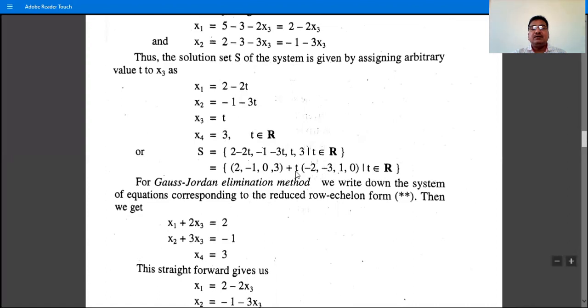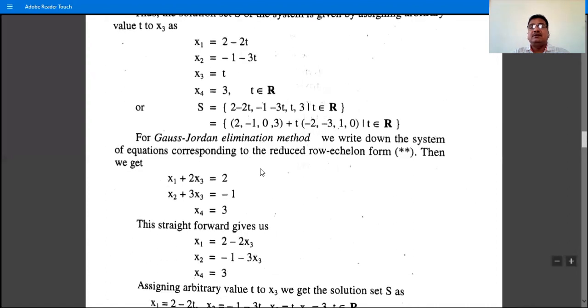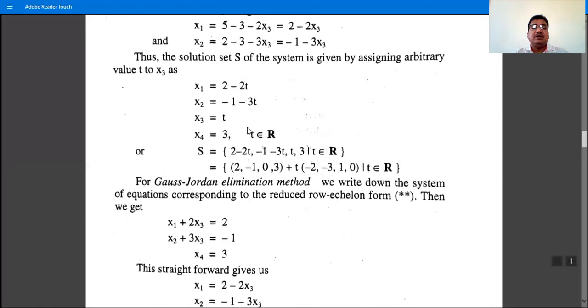And then if we write this in the form of addition of these two, so (2, -1, 0, 3) is the constant vector plus t times (-2, -3, 1, 0), the coefficients of t, such that t belongs to R. So this is the set of solutions of the given system by using the Gauss elimination method.